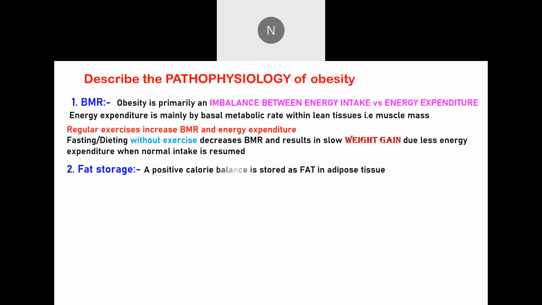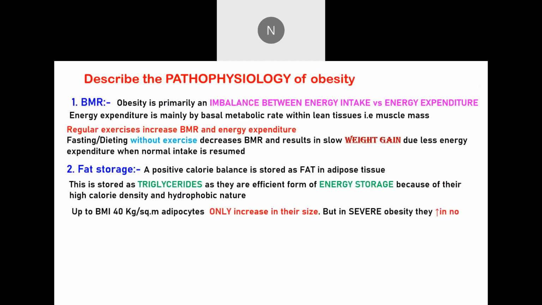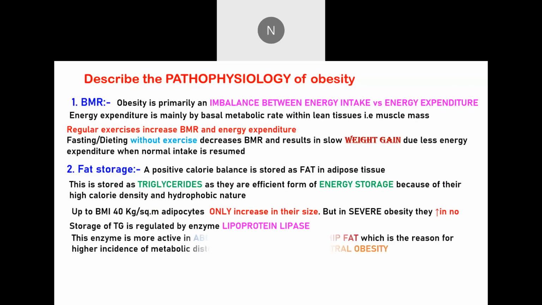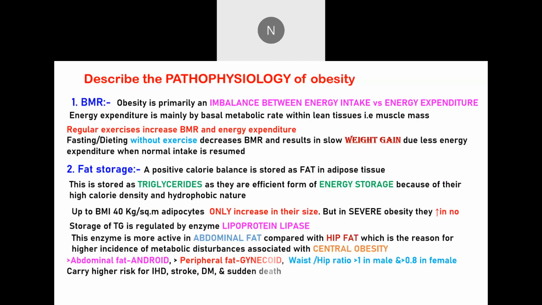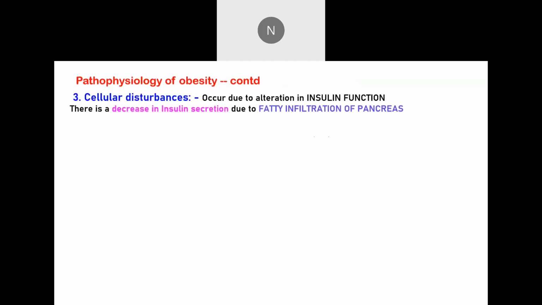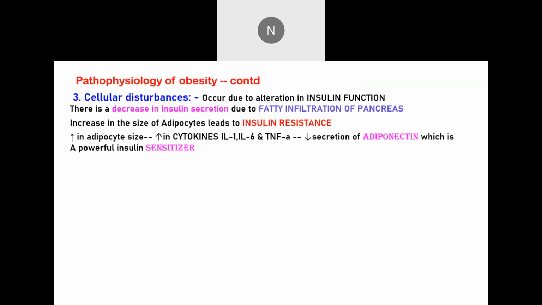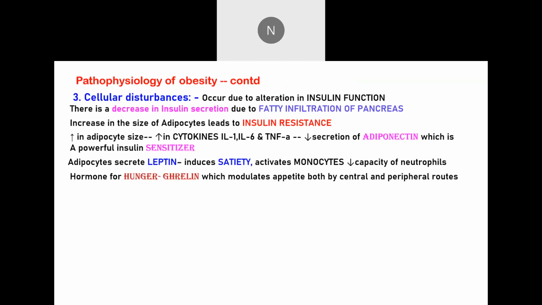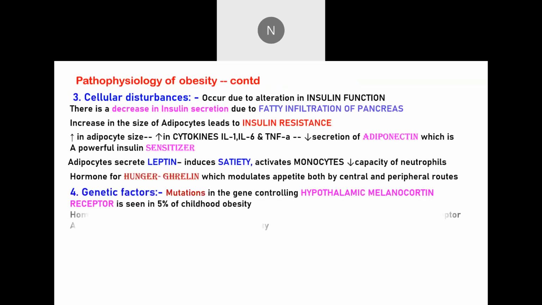Why they become obese is given very well in Stoelting's textbook of anesthesia: BMR, fat storage, and the imbalance between the hunger hormone and the satiety hormone. That is a very important point, that it leads to more eating and cellular disturbances. And because they develop insulin resistance, they go in for this particular problem.